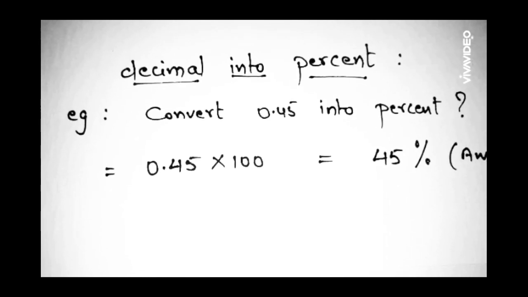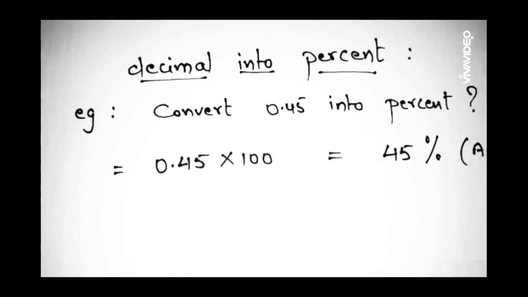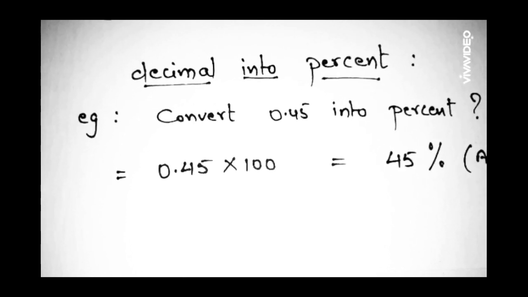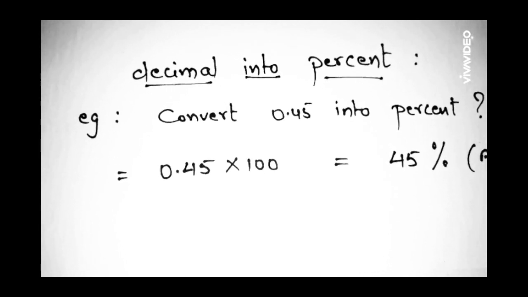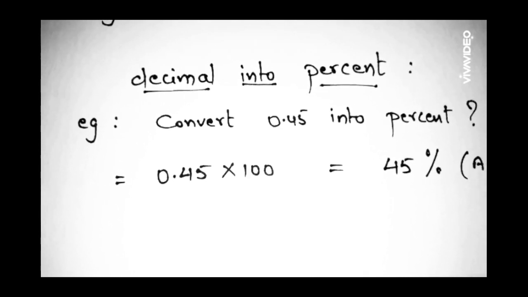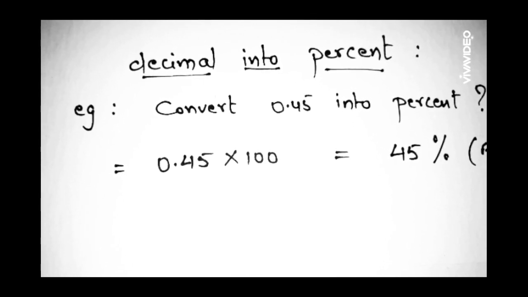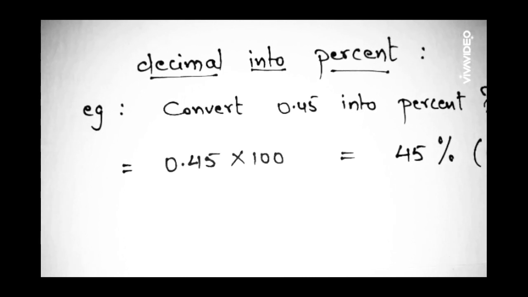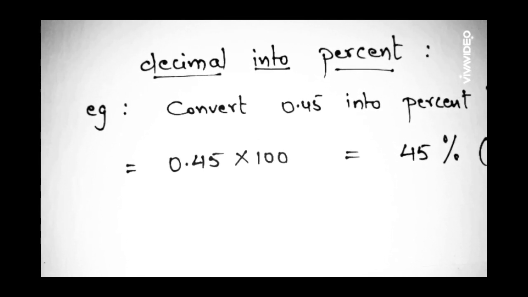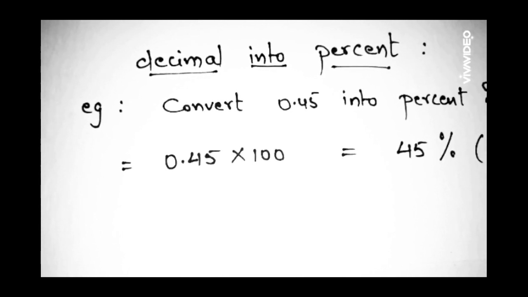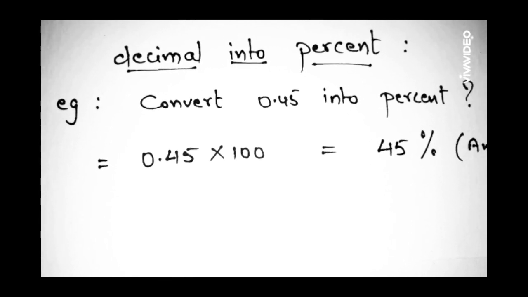Now let's see the last conversion. Convert decimal into percent. See the example. Convert 0.45 into percent. Now we are perfect in our rule that when we are converting any number into percent, we have to multiply the given number by 100. So 0.45 multiplied by 100, and the result will be 45%.